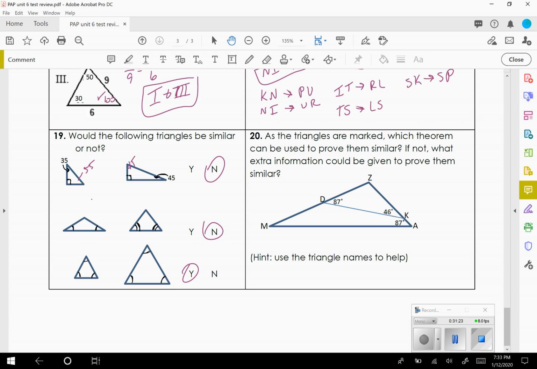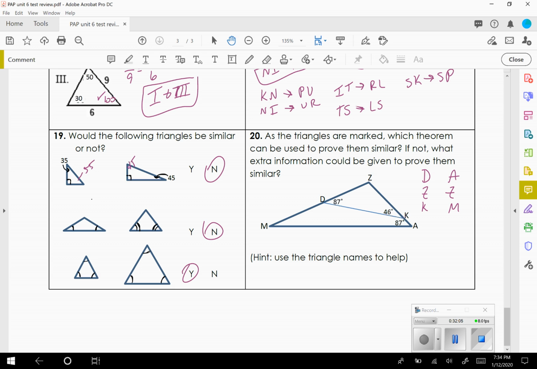20. As the triangles are marked, which theorem can be used to prove them similar? If not, what extra information can be given to prove them similar? Let's look and see here. Z belongs with both of them. And we can also see here that they both have an 87-degree angle. So angle D and A have to match up, and Z has to match with Z. And then that would mean that K would have to match with M.